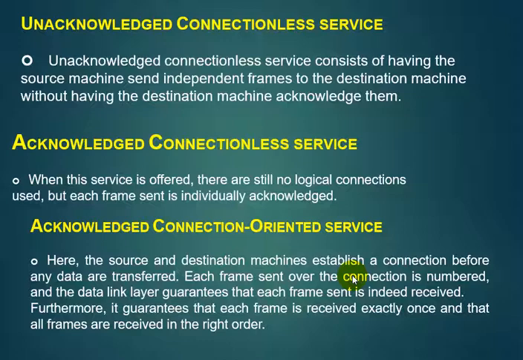In the second phase, one or more frames are actually transmitted. In the final phase, the connection is released, freeing up the variables, buffers and other resources used to maintain the connection. So this information comes under the first design issue, that is, services provided to the network layer.